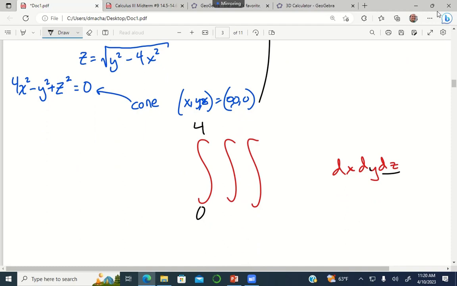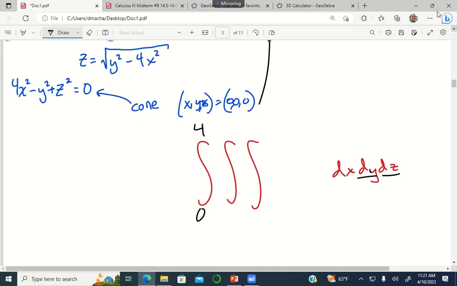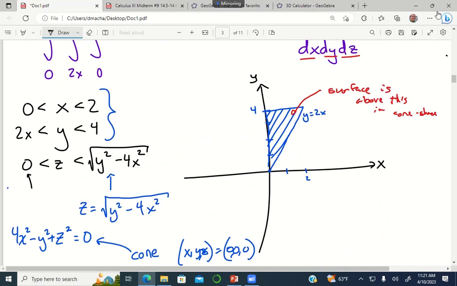Now, whenever I think about y, the bounds on y could be constant, but they also might be a function of z. And so I have to think about what values y is allowed to take on as z changes. And that's kind of tough.